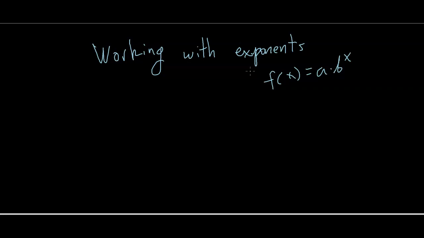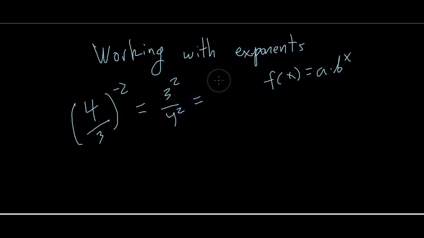Okay. What about something like, I don't know, 4/3 to the negative second power, right? Well, what are we going to do? We're going to flip the fraction upside down and raise the new numerator and the new denominator both to that power. It's going to become 9/16.